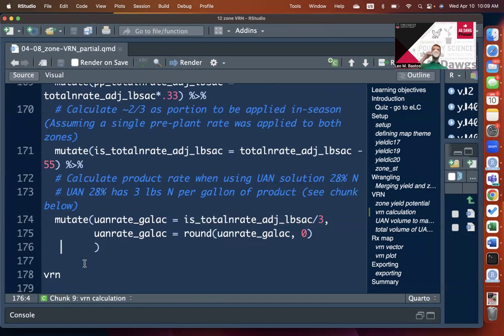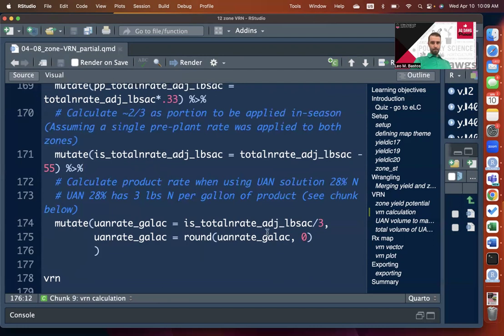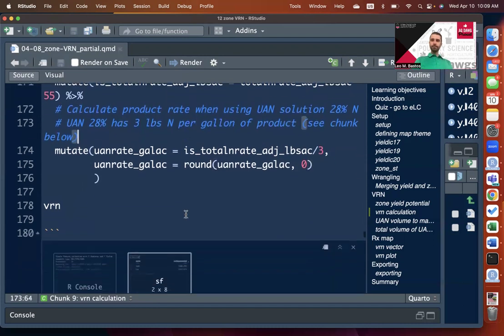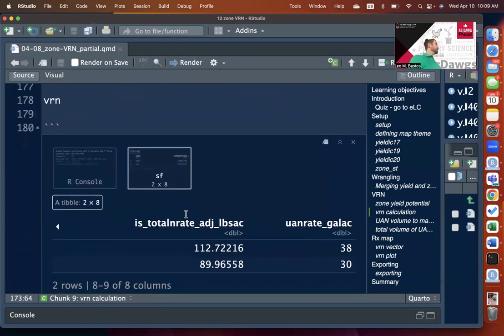Yeah, so 175. So you did add a different code over there. UAN rate gallons equal round, right? You round it up over there to 0. Okay. Thank you. Yeah, no worries. Any other questions or maybe issues with code?